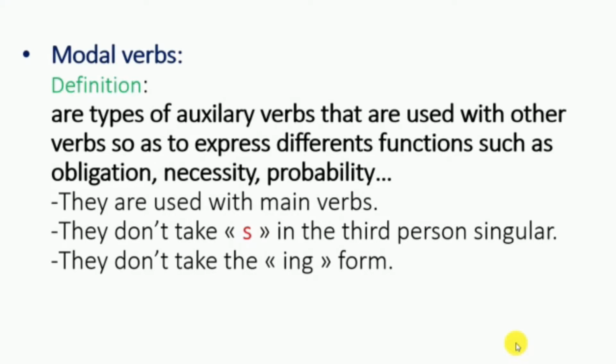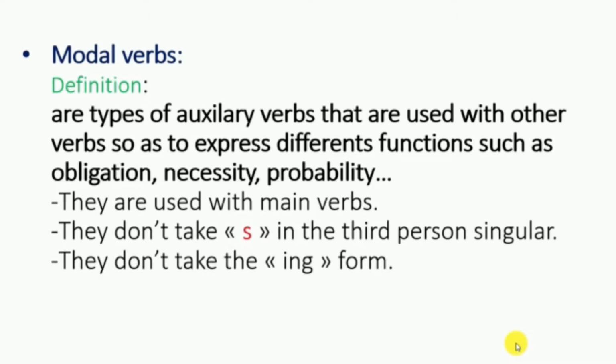Modal verbs are a type of auxiliary verb that are used with other verbs so as to express different functions such as obligation, necessity, probability, etc. So these verbs are auxiliary verbs. أفعال مساعدة or كتسمى أفعال ناقصة modal verbs. They are used with main verbs. We always use modals plus main verbs الأفعال الرئيسية.